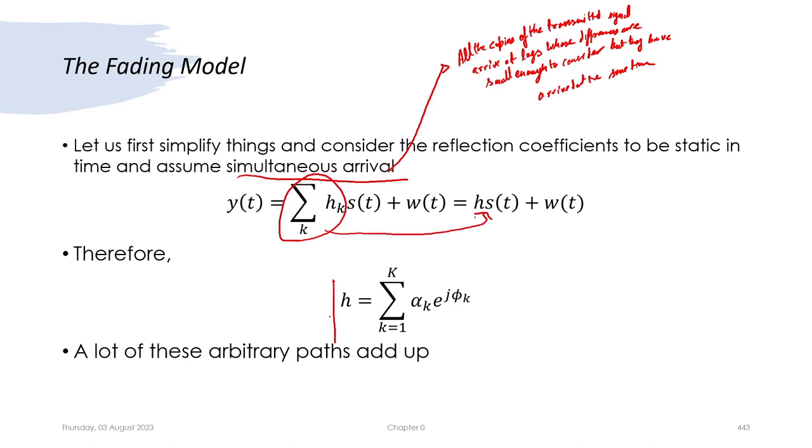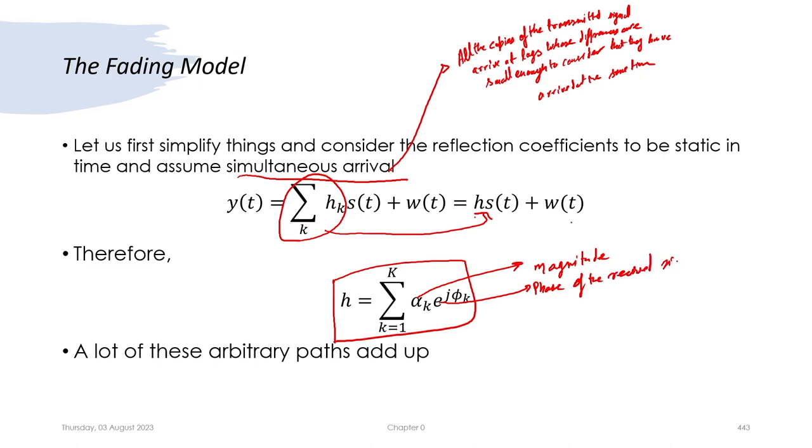Now, h is this. This is h, this is the received signal. So, this is the magnitude of the received signal and this is the phase of the received signal. Naturally, this can be written as h equals summation of h I k plus j h q k, where k goes from 1 to K, because all of these are complex numbers, fine.